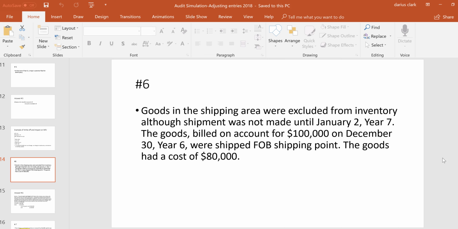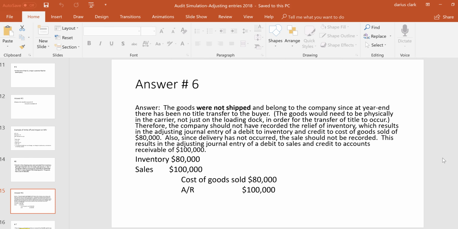So what kind of entry should we make here? It says they were excluded from inventory and the goods were billed on account $100,000. So it looks like they recorded the sale and they never included the inventory, so they relieved themselves of the inventory. So you're going to have to make your usual entry here to turn around the sale and put the inventory back. Debit sales $100,000, credit accounts receivable, debit inventory, credit cost of goods sold, because these were the entries that were erroneously made.